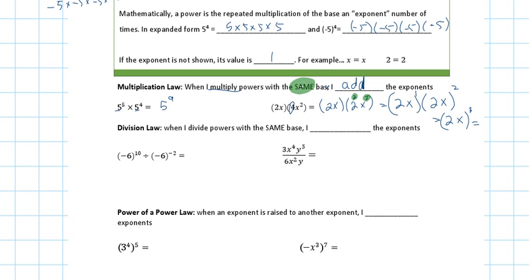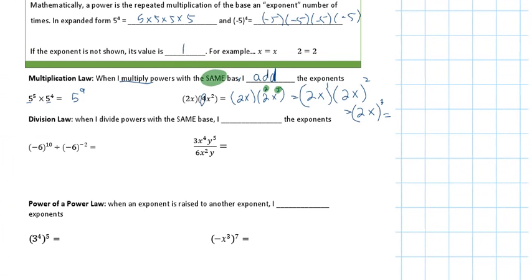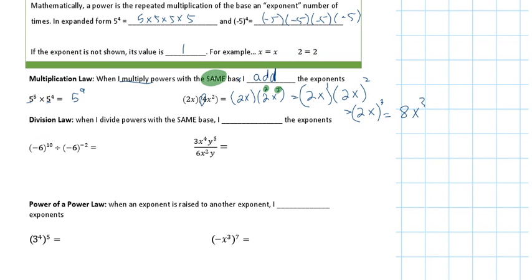2x times 2x times 2x. Is that what you said? Yeah. Which is what? What's 2x times 2x times 2x? 8x cubed. Right?